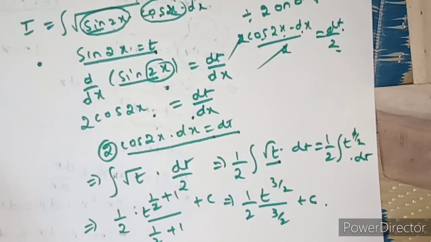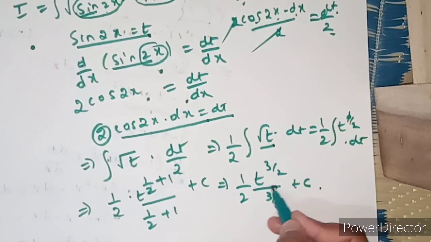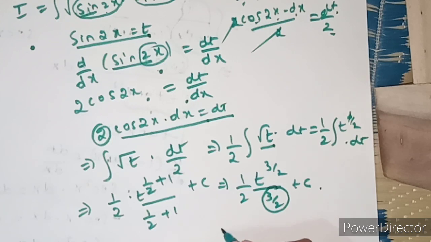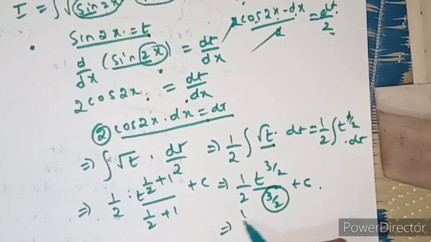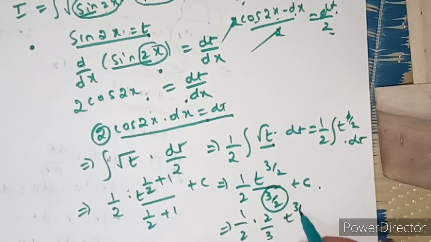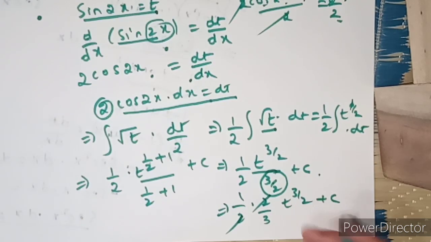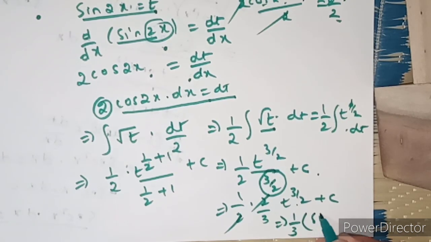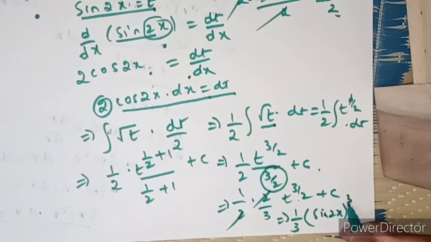We have got the same answer. If you shift this 3 by 2 to the numerator, it becomes 2 by 3. So 1 upon 2 as it is, 3 by 2 becomes 2 by 3, t power 3 by 2 plus c. Again this 2 gets cancelled, so we are left with 1 upon 3. Substitute t back: t here is sin 2x, whole power 3 by 2 plus c. So this is the required answer.